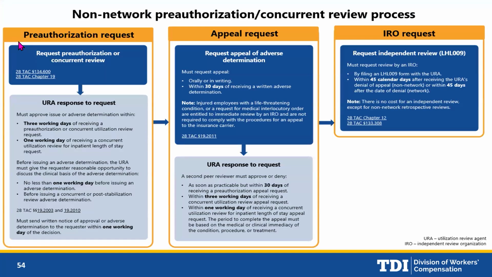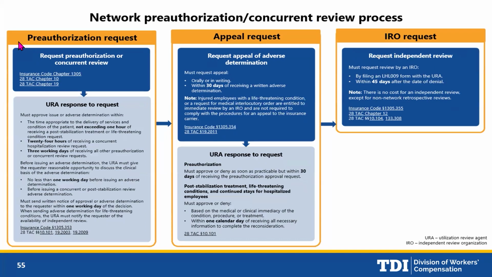Here is the pre-auth steps for non-network. All the things we've been talking about. The first column is your initial pre-auth request. Second one is your appeal or request for reconsideration. And then the IRO deadlines. So all the deadlines and the citations are in here for non-network.